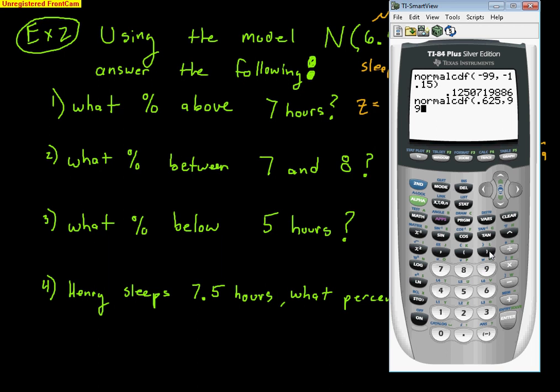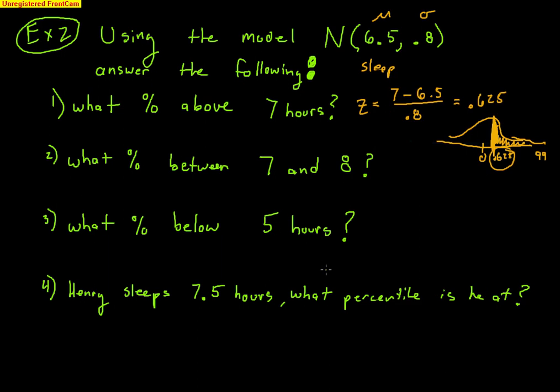Now notice you always have to go left to right. So I'm going to look above, so 0.625 to 99, and this tells me there's about 26.60% of data. So about 26.60% of kids will get more than 7 hours of sleep. Again, all I did was calculate the z-score, and then I used the normal CDF.